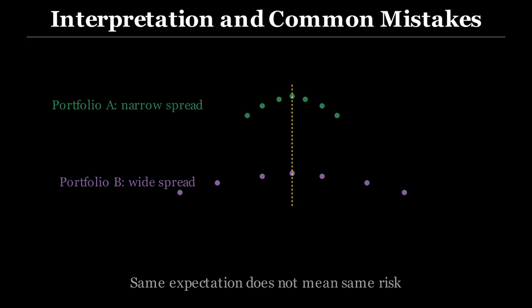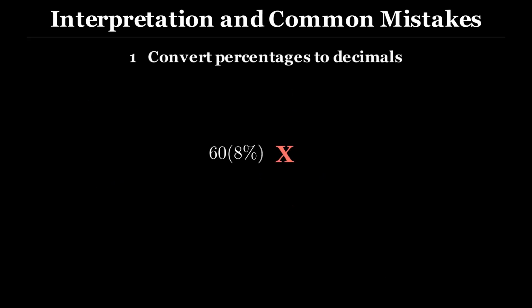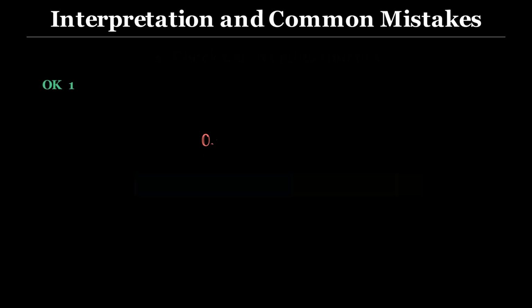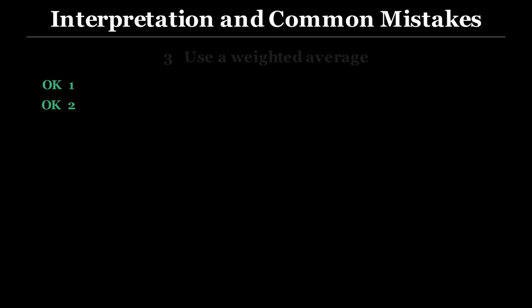Now consider three common calculation mistakes. First, use decimal weights. 60% must be entered as 0.60, not 60. Second, confirm that the weights add to 1. If they add to more or less than 1, check whether money is borrowed, left uninvested, or whether a value is entered incorrectly. Third, do not use a simple average when investments have unequal weights.